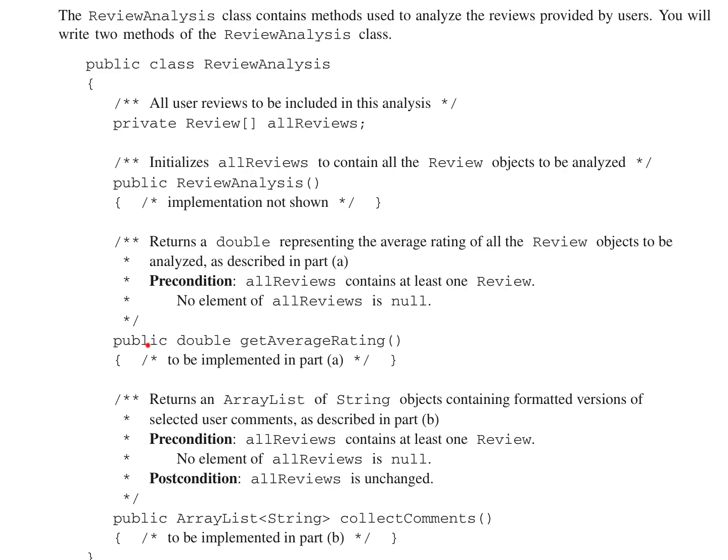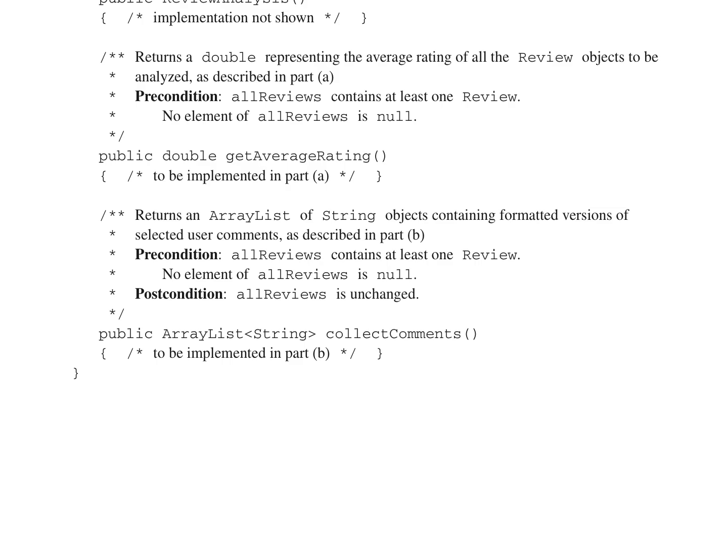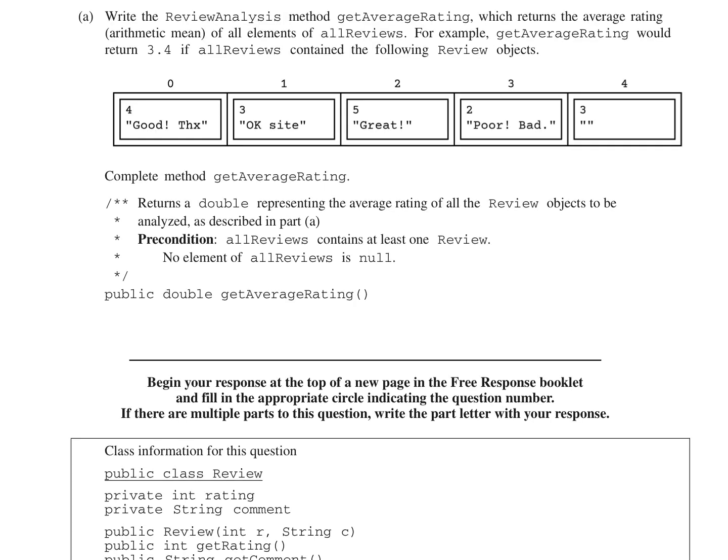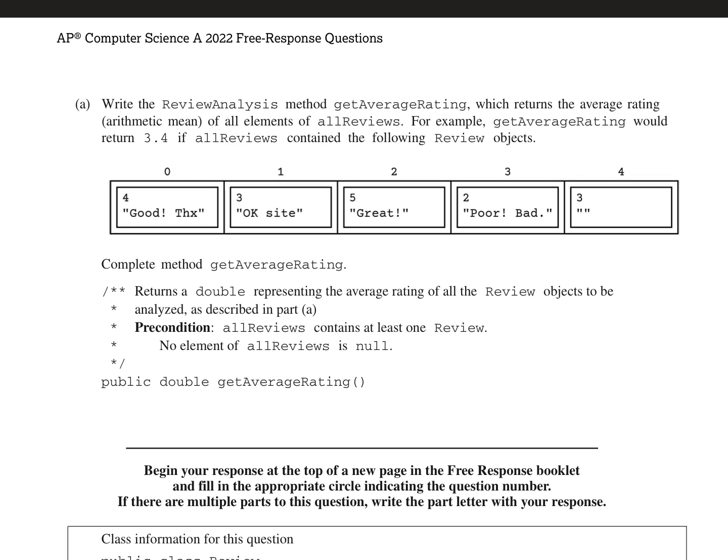The first thing we're going to write is getAverageRating. We're going to have to reach in there and get the average rating. Here's an example with the ReviewAnalysis class, getAverageRating. The ratings are 4, 3, 5, 2, 3. We would add all these up and divide by 5, because that's the length of the array, and make sure you return a double. So public double getAverageRating.